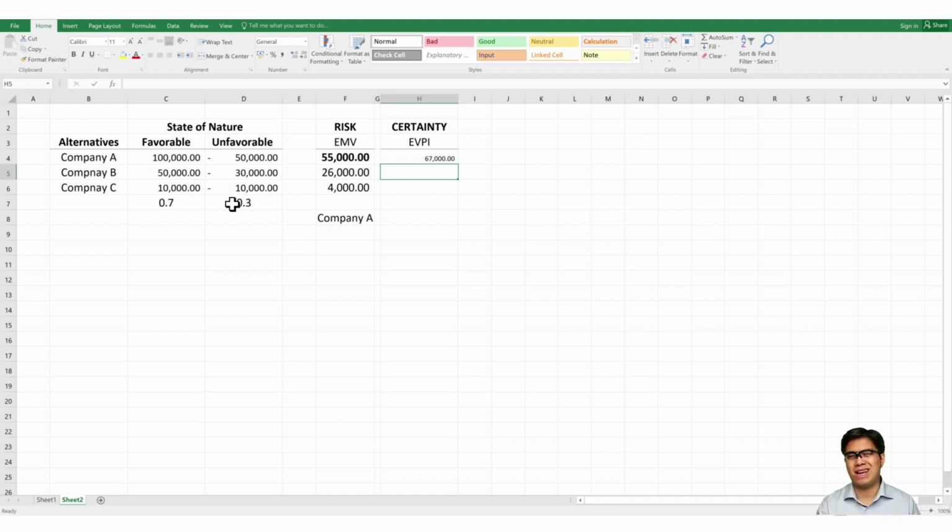Now next is how do you determine the maximum or highest EMV, which you already did in the previous scenario. So 55,000 is your maximum EMV here. So we simply subtract 55,000 from 67,000 and you get 12,000. So what does this 12,000 signify? This 12,000 signifies how much you're willing to pay for that perfect information. Sorry, let me just adjust the values here. Okay. So the expected value of perfect information is 12,000. Meaning this is how much you're willing to pay for perfect information. Anything beyond that would be too costly, so it's not worth it.